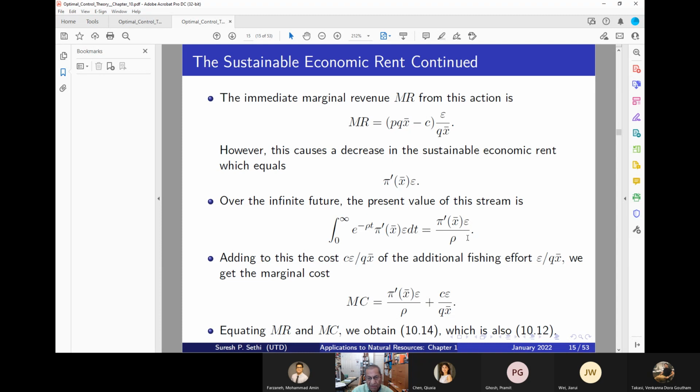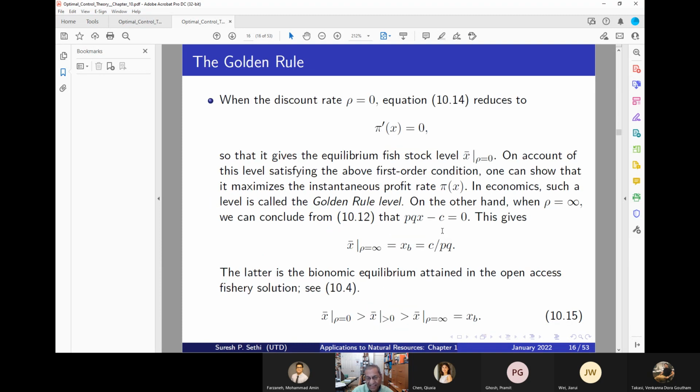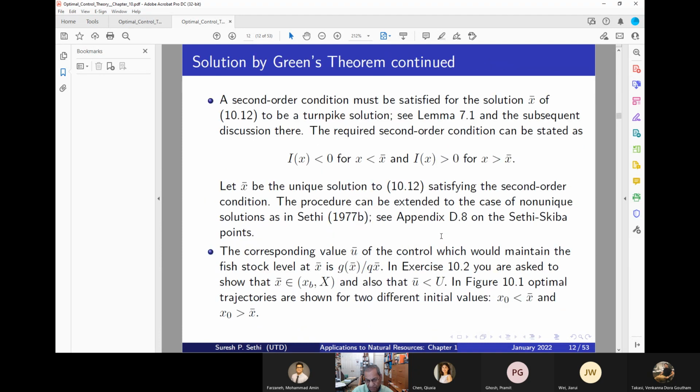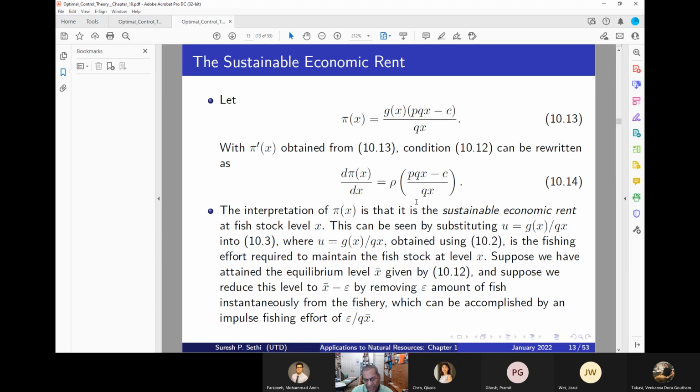Now, add the cost of additional fishing effort. So this is the decrease, and this is another decrease. So my marginal cost is given by that plus the cost. So I have marginal revenue and I have marginal cost. And if you equate this to this, you will see we exactly get 10.14.